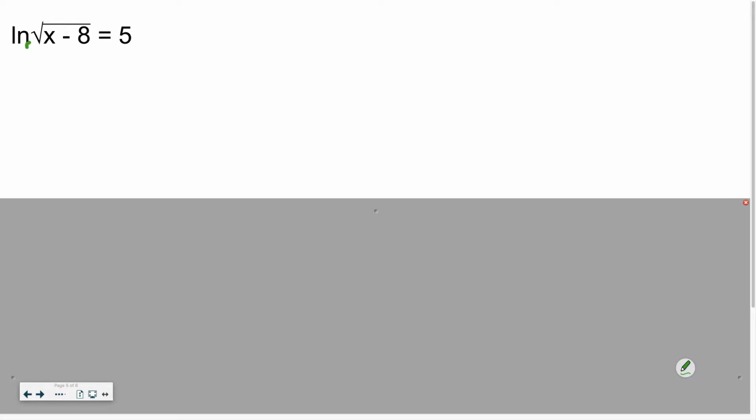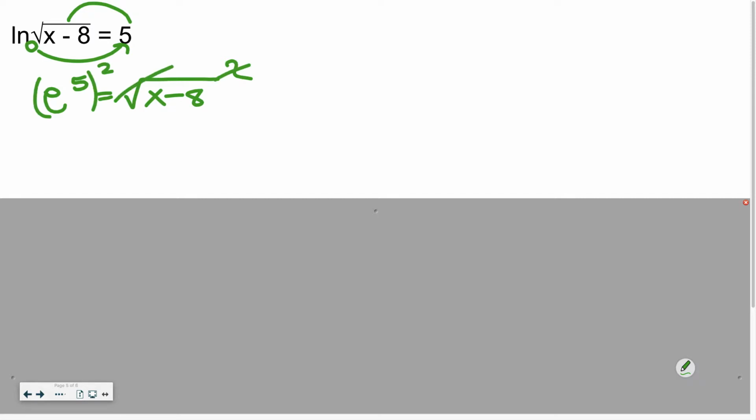So what we can do is we can take base e to the 5th equals square root of x minus 8. Okay? And now it's just a normal equation. How do we get x by itself? Now what do we need to do? Square both sides, right? So the square and the square root cancel. We have x minus 8 equals e to the 10th power.